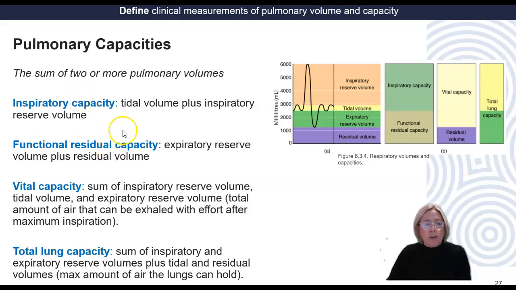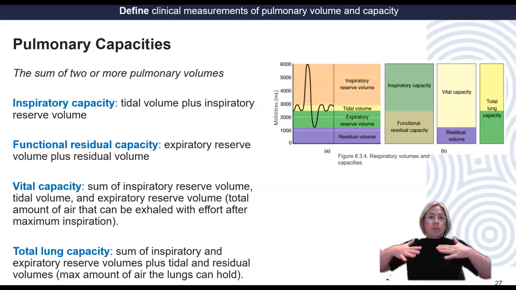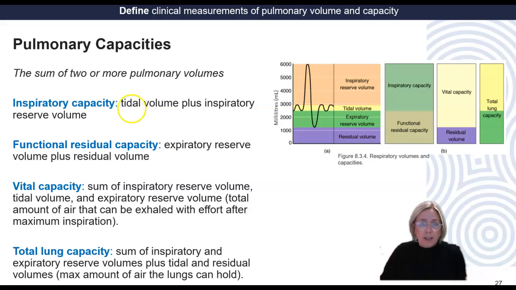Okay, we have an inspiratory capacity, which is your tidal volume plus your inspiratory reserve volume. Now you might have one of these inspiratory capacities when you're about to dive into a swimming pool, because it is the tidal inspiration plus that inspiratory reserve volume. The functional residual capacity then is the expiratory reserve volume plus that volume of air that's left in the lungs after you do an ERV.